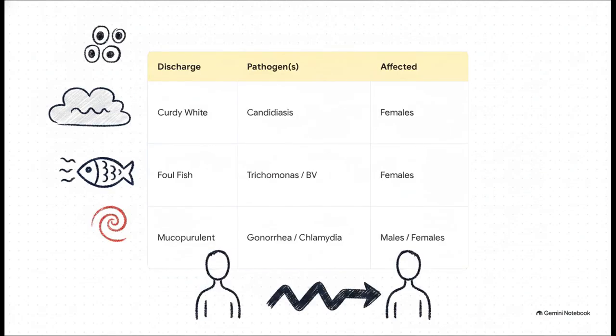Now, let's map these out to specific pathogens and patient groups to build up that differential. A curdy white discharge in females, that points us straight to candidiasis, or vaginal thrush. A foul-smelling fish discharge, again in females, points to either Trichomonas vaginalis or bacterial vaginosis. But here is the absolutely vital clinical distinction. Think about that third category. Mucopurulent discharge, which is linked to gonorrhea and chlamydia, is the only category here explicitly noted for both males and females. That's a massive clinical clue you've got to keep in your back pocket.